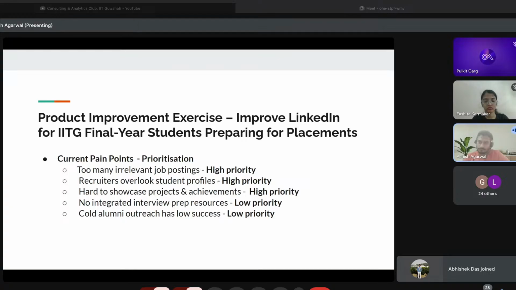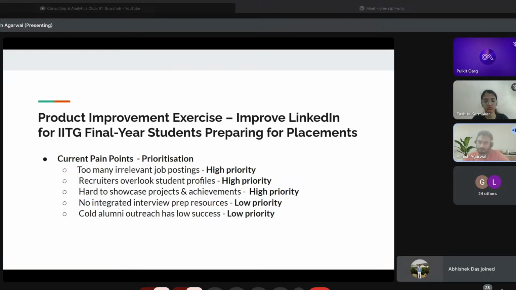Okay, so let's quickly look at the solution that I have. There's a campus job filter that I propose. I think Manya talked about this, which specifies freshers-only jobs and recruiter filters. We can do AI-driven resume tips and project showcase. There was also an alumni connect idea, which is the last one, an alumni mentorship feature, and there can be an interview prep hub. For starters, we might go with one and two, and in later phases we might take up the next two.